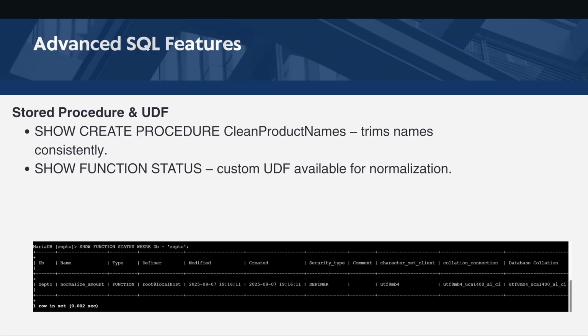Moving ahead with stored procedures and UDFs. I implemented a stored procedure, clean product names, which trims and standardizes the product names. This procedure can be called anytime the product data needs to be refreshed. Additionally, I defined a user-defined function called normalize amount to automatically handle and clean the numeric fields. This database features centralized data quality rules and automates routine corrections.